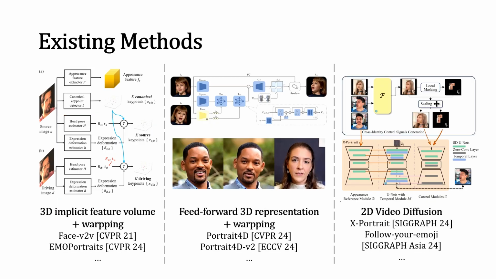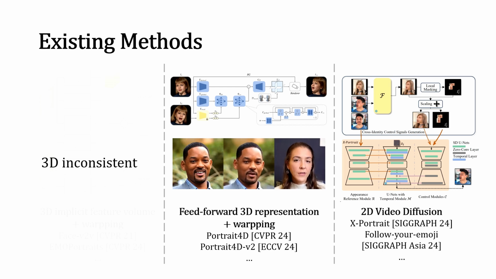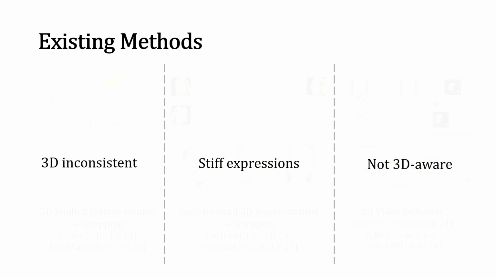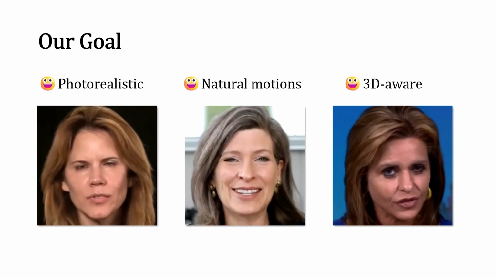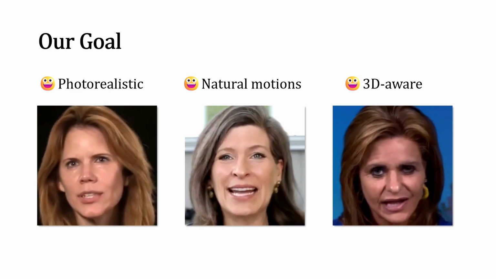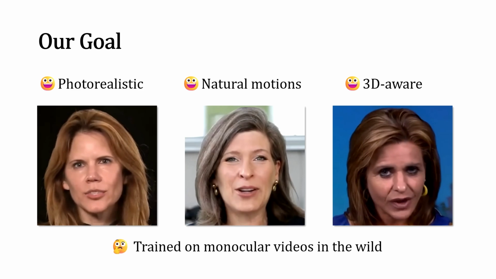However, existing methods struggle to meet this goal. Approaches based on warping 3D implicit feature volumes suffer from multi-view inconsistency. Others that warp feed-forward 3D representations often produce stiff expressions. Methods based on 2D video diffusion generate natural expressions and high-quality videos but lack 3D awareness or require extra diffusion processes to support novel view synthesis. Therefore, our goal is to generate photorealistic and natural motions in a 3D-aware manner. Moreover, our training is based on monocular videos in the wild.